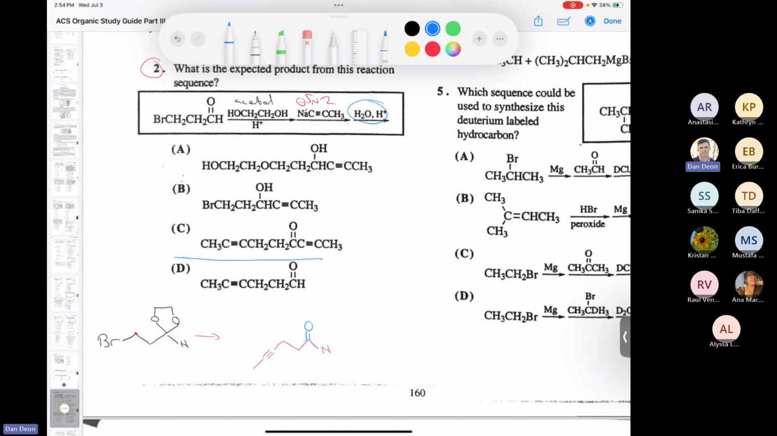And so you can see the answer is D, right? There's certainly no reason to have an alcohol in it, and there's no reason why you would have two alkynes in there. That's impossible. So that one's pretty straightforward, I think.